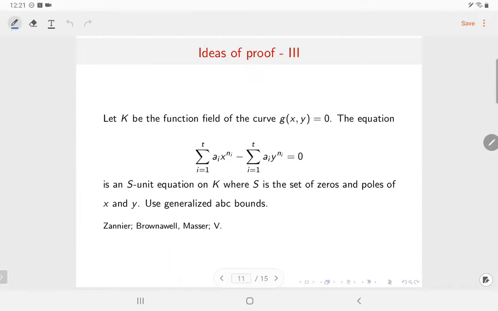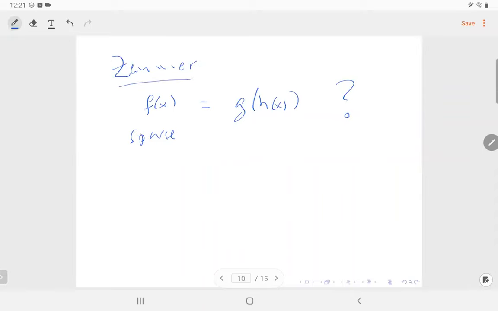Okay, so remember g of x, y is a factor. Or maybe I'll go back one step. So Zannier looked at the following problem. He looked at the polynomial f of x, which was sparse. And there was an old question, I think, of Schinzel. This is all in characteristic zero. Whether a sparse polynomial could be of the form g of h of x. So could f of x be a composition of two polynomials? This was a question of Schinzel that Zannier resolved.